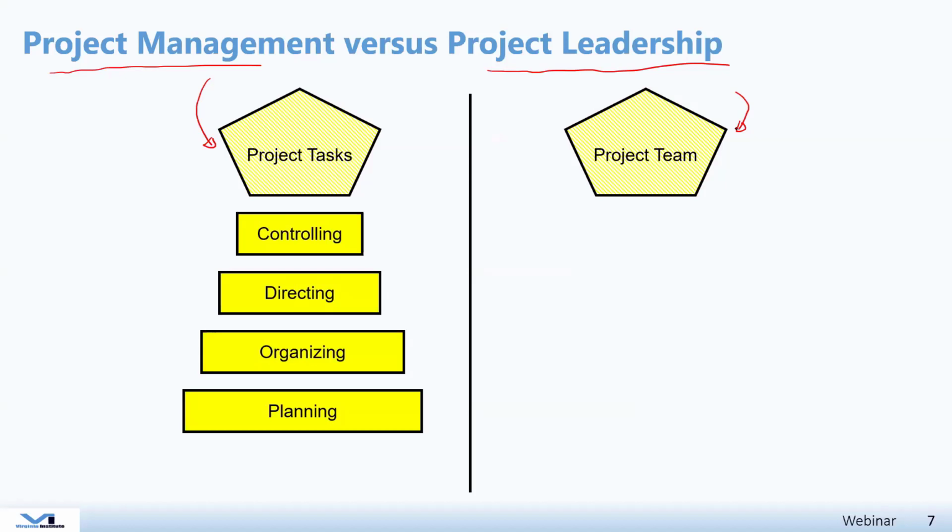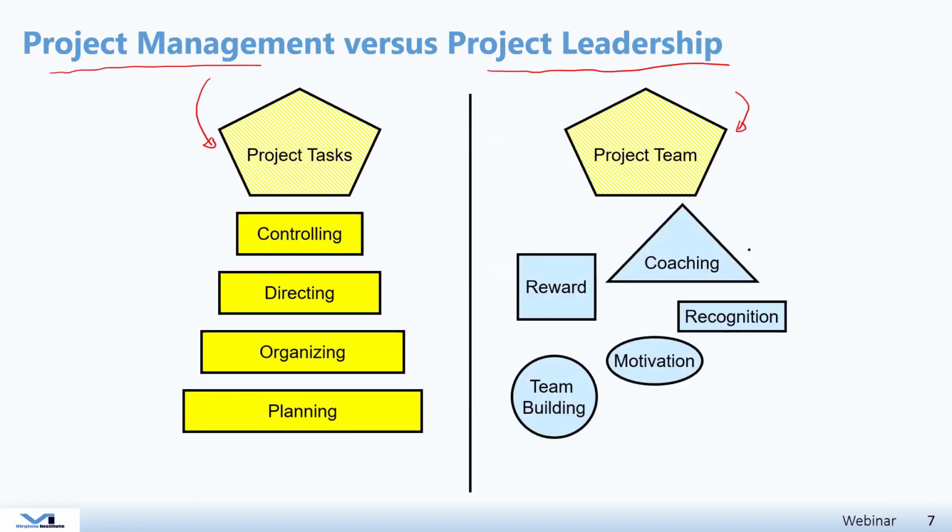You'll have to control the progress of your project. You'll have to direct and plan using certain tools and techniques, such as work breakdown structure, such as Gantt chart. You need to organize the effort. But on the other side, you want to make sure that you are engaging with the project team and the stakeholders, motivating them, recognizing effort, coaching them, counseling them, building the team, which we'll talk about later on. So both parts of the brain are very important here.